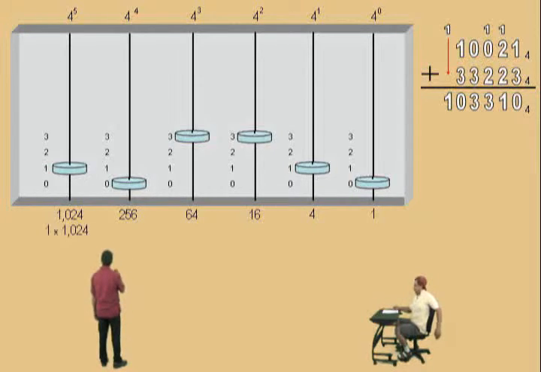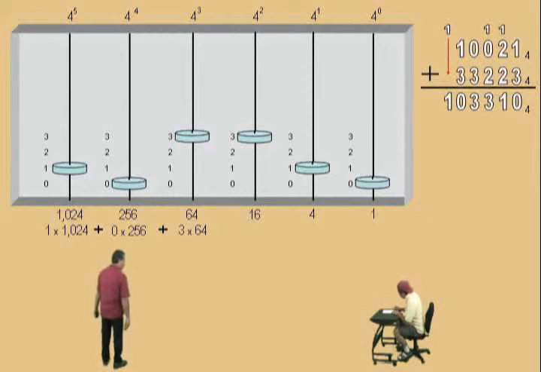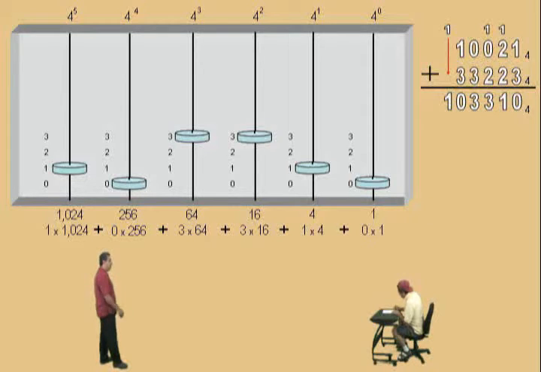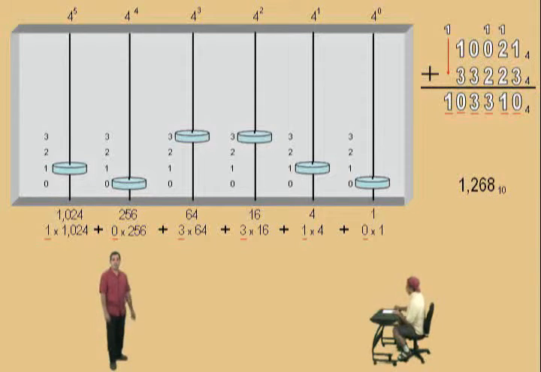Okay, Charlie, so notice we have 1 of these 4 to the 5th powers. We have 0 of these 4 to the 4th powers. 3 of these 4 to the 3rd powers. 3 of those 4 to the 2nd powers. 1 of those 4 to the 1st powers. And 0 of those 4 to the 0 powers. There we go. And now there's our digits, 103310. If we multiply and add, we should end up with 1,268 base 10.